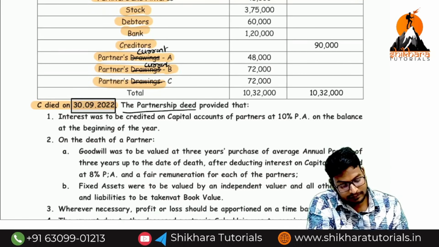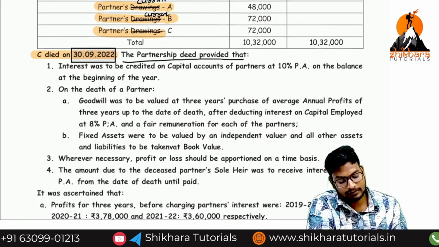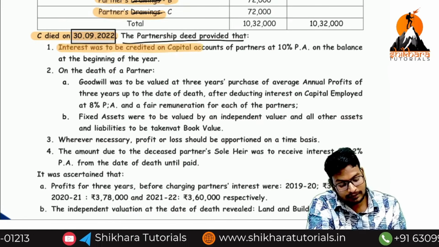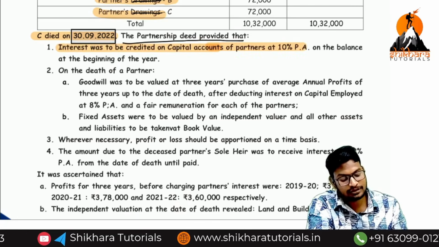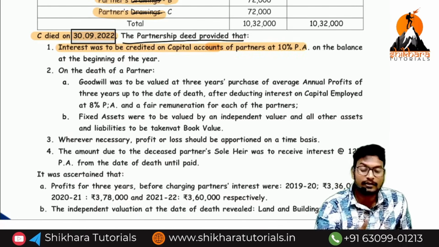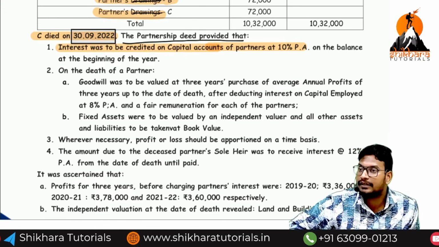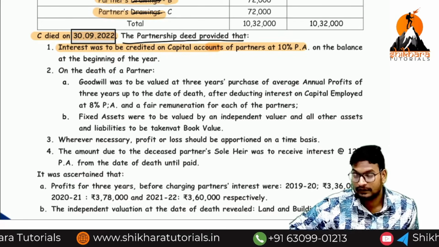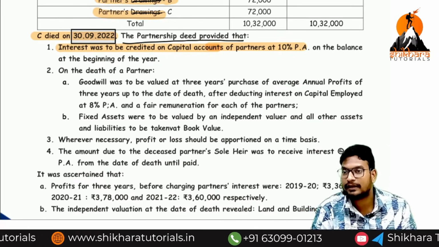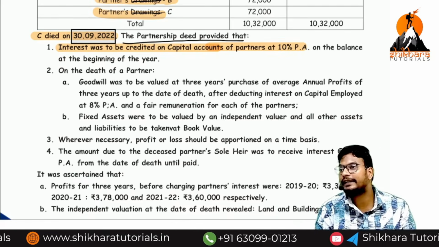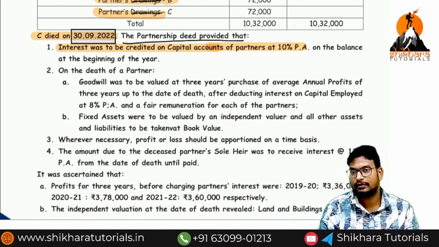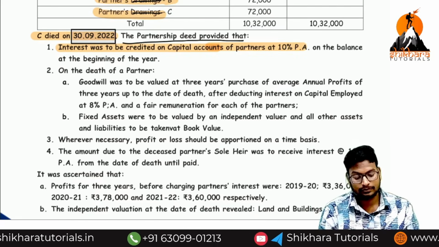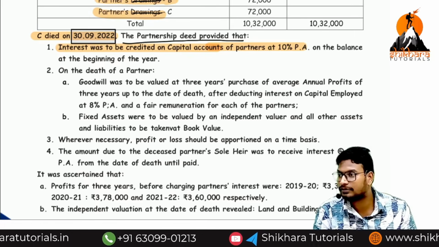The partnership deed provided certain rules. Interest was to be credited to the capital accounts of partners at the rate of how much? 10%. If this clause was not mentioned in the partnership deed, you need to follow the Partnership Act, whose salient features we have discussed. If this clause was not present in the partnership deed, there would be no interest on capital and no interest on drawings. So we are having the interest on capital of how much?